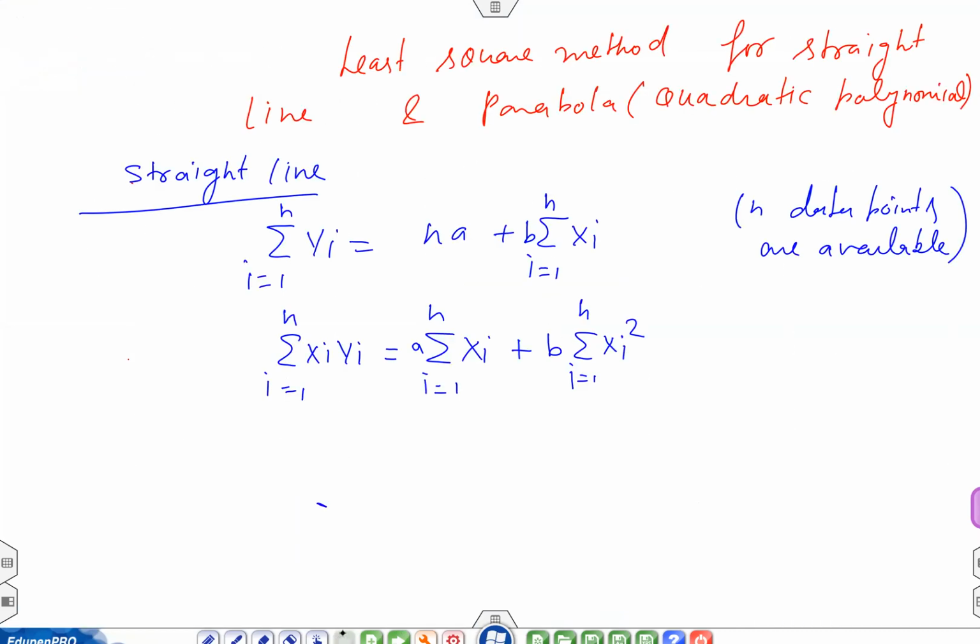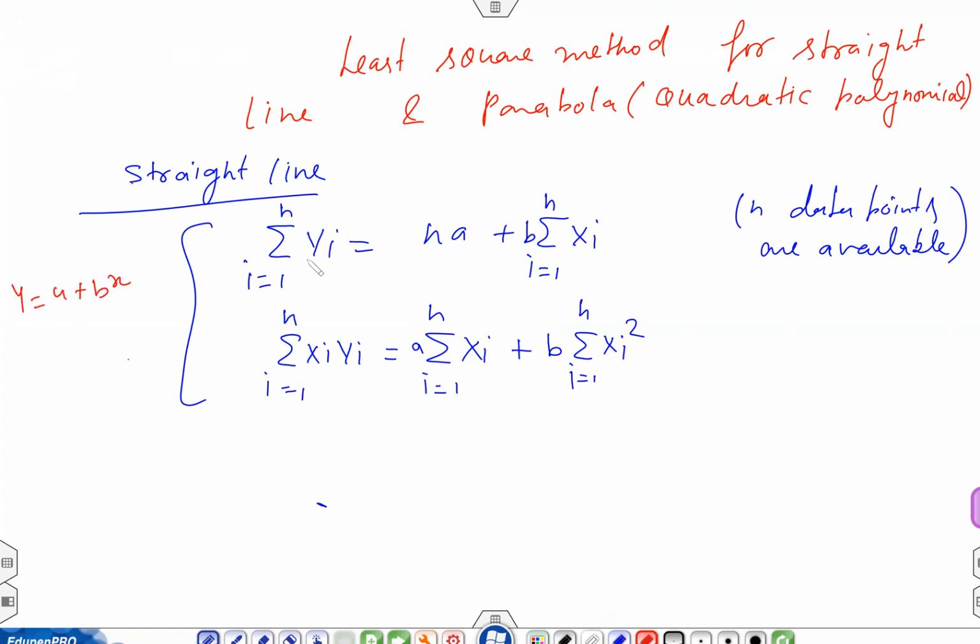So, the least square method for a straight line and parabola. For a straight line, we are getting these kinds of equations. These are two equations: summation of yi equal to na plus b summation of xi. And in the same equation, like I told you in the previous class also, you can recall the equation of the straight line, y equal to a plus bx.